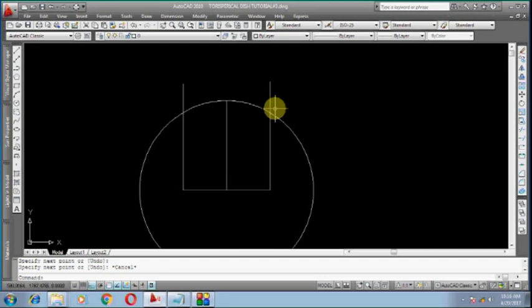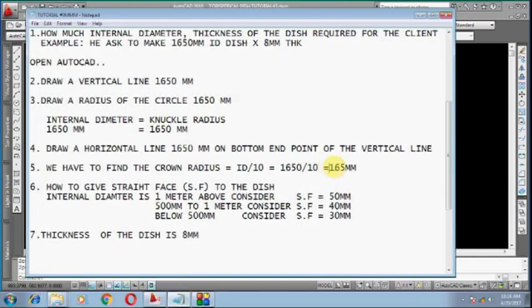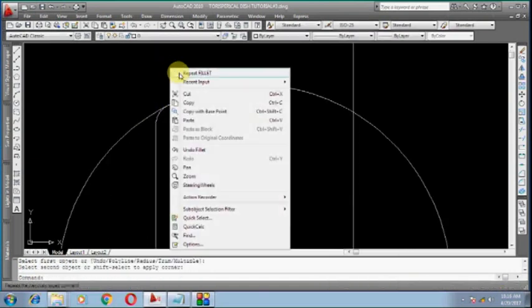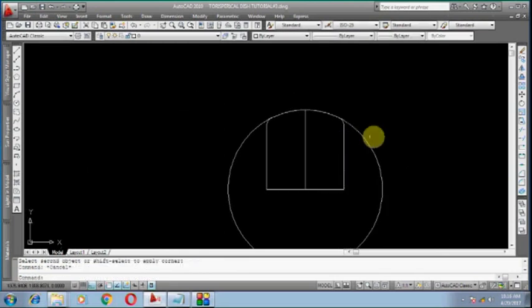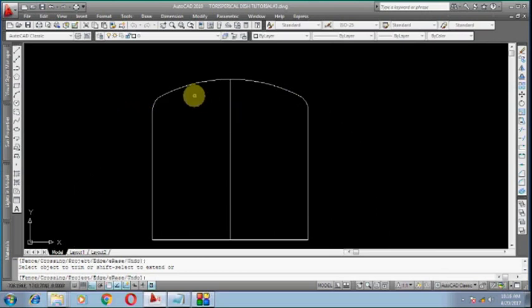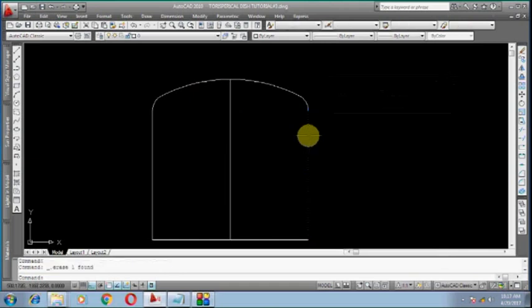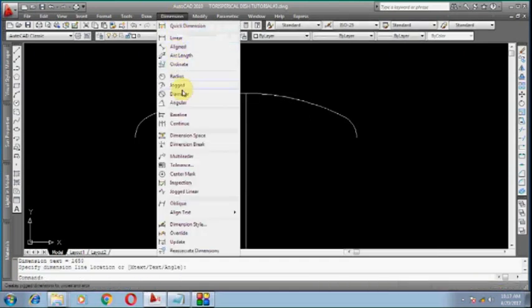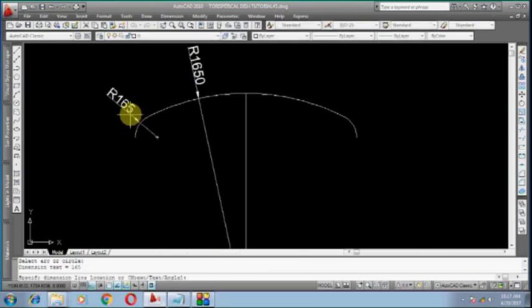Then develop a crown radius of 165 mm. By using the fillet command, select the first object and second object with a radius of 165 mm. Repeat fillet on that side also. By using the trim command, trim the circle. Delete these three lines, two vertical lines and the horizontal line. Check whether the radius is correct or not. 1650 is okay. This is the knuckle radius and this one is 165, and this is the crown radius.